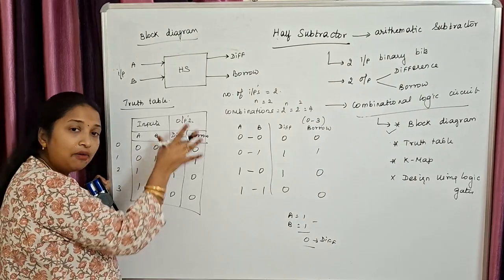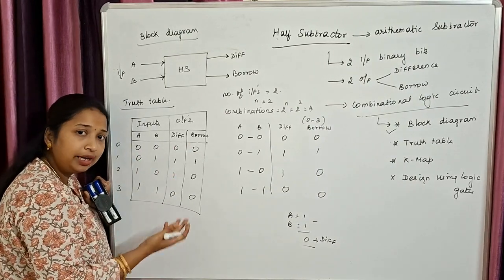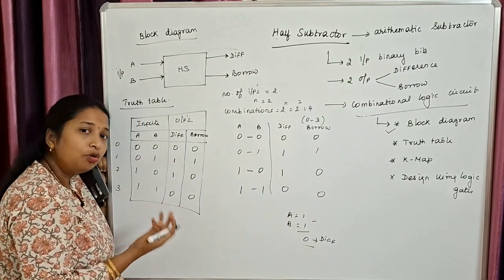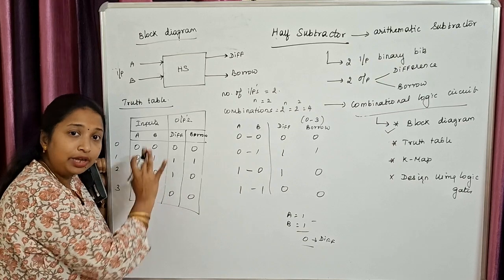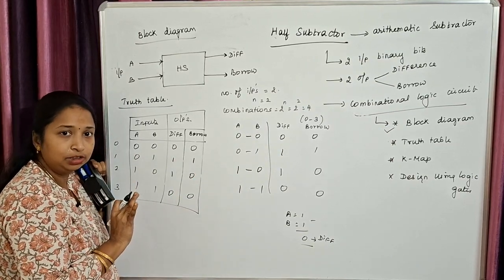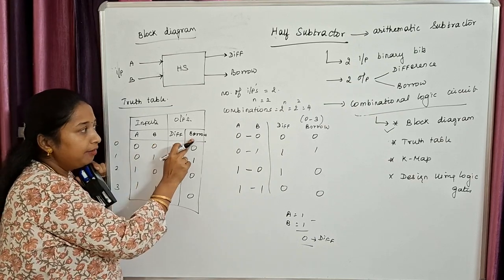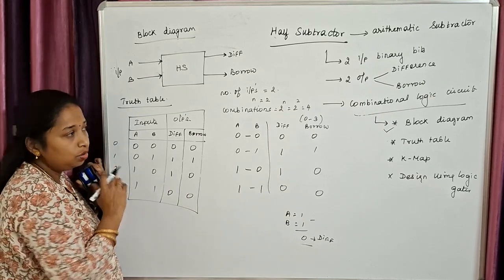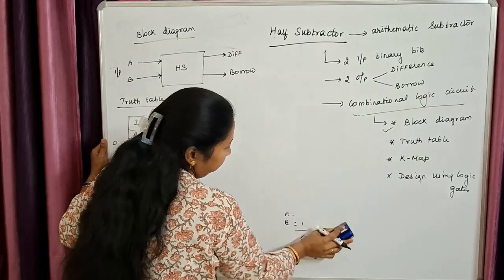Is it clear? Now I've got my output in my truth table. What is your next step? You have to find the Boolean expression for your output. But how do you find the Boolean expression? You have to take your output to your K-map, simplify it, and then you'll be getting your Boolean expression. Clear? Now, how many outputs you have? You have got 2 outputs. So, how many K-maps are required? You require 2 K-maps.